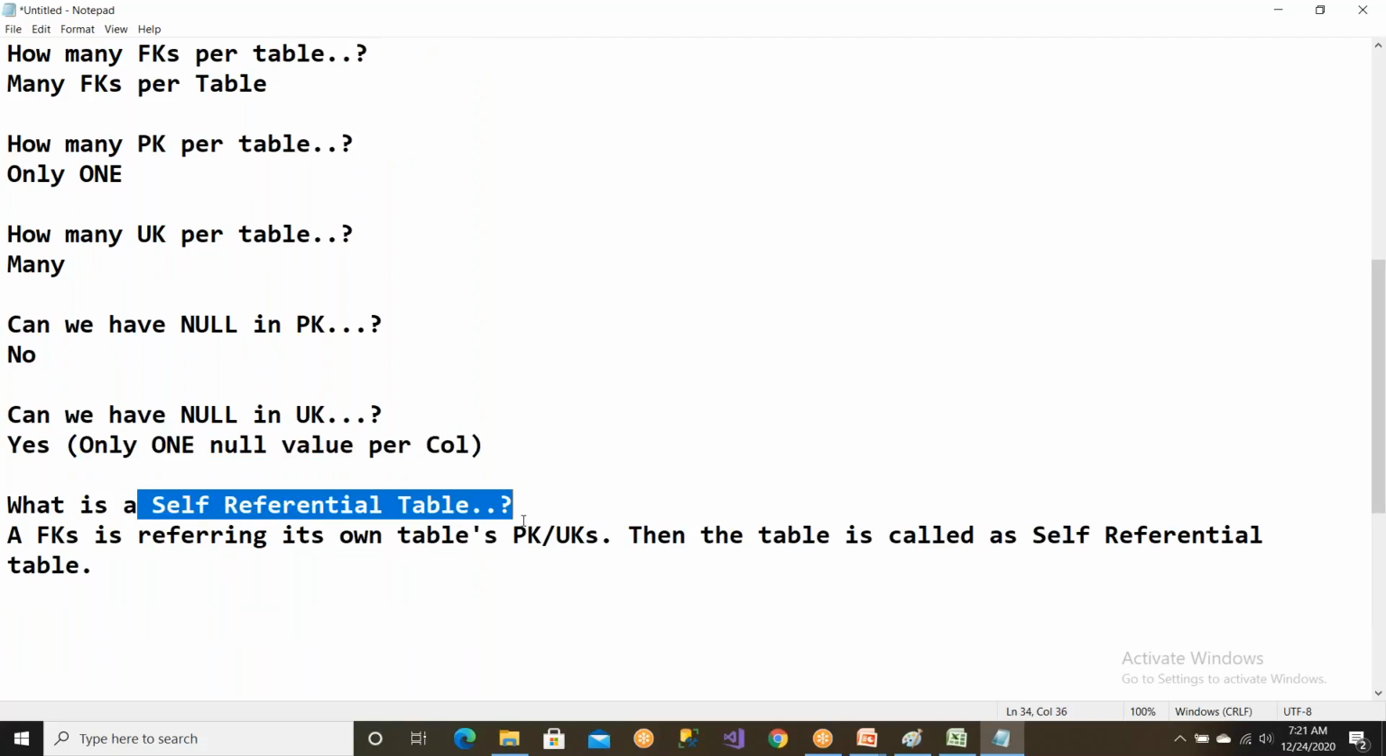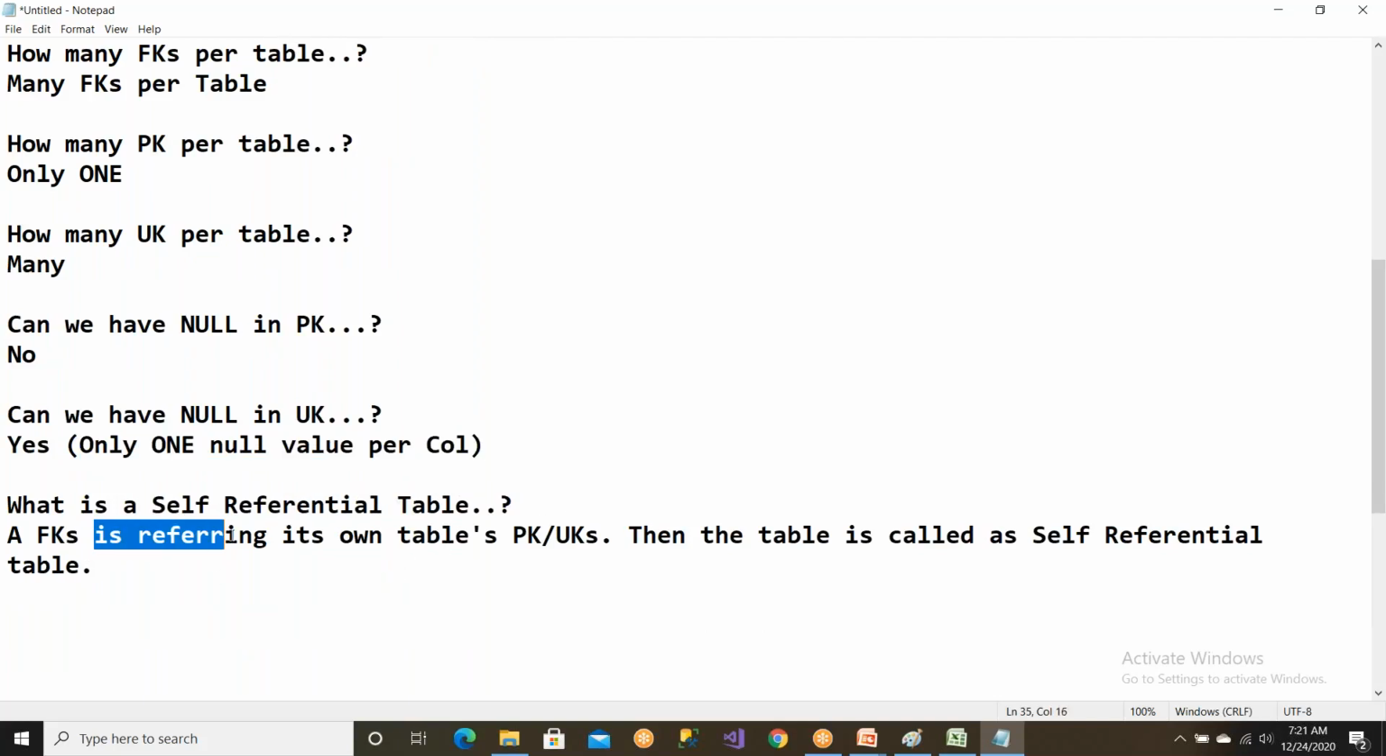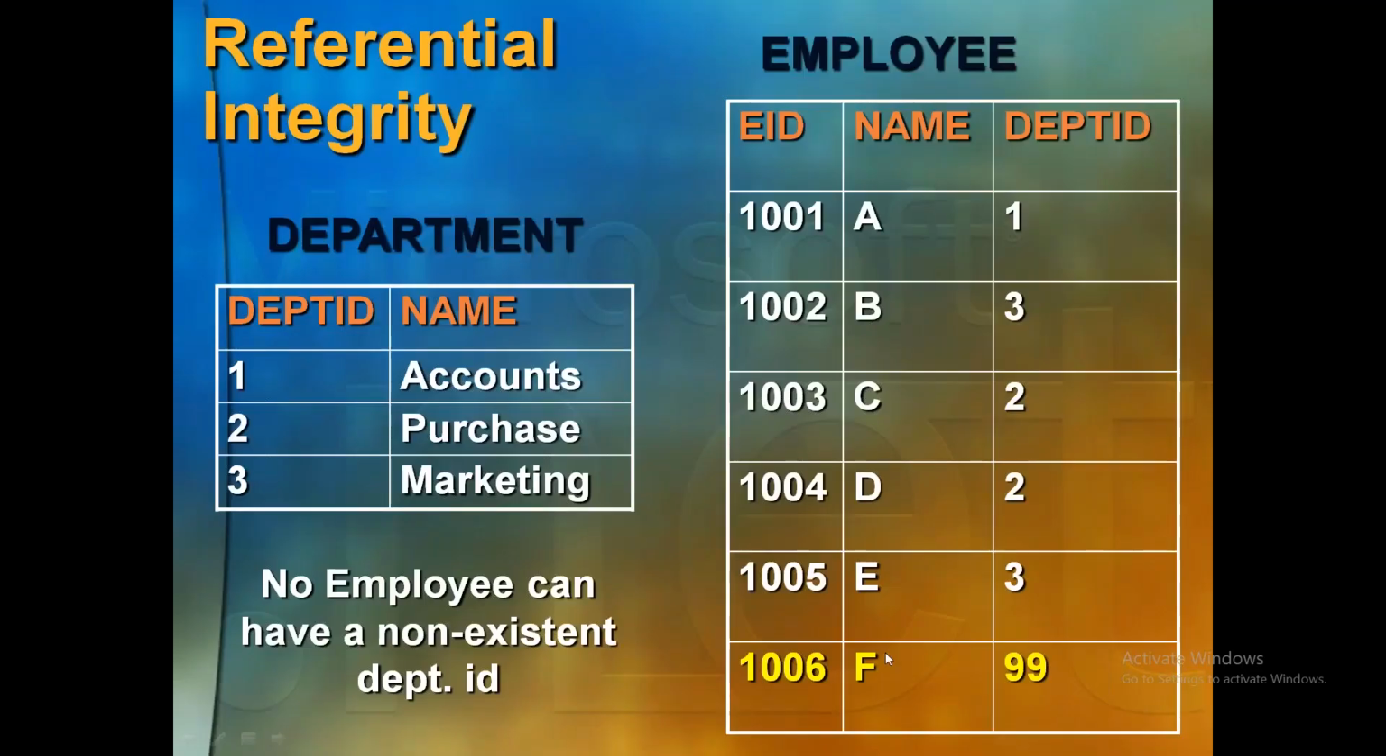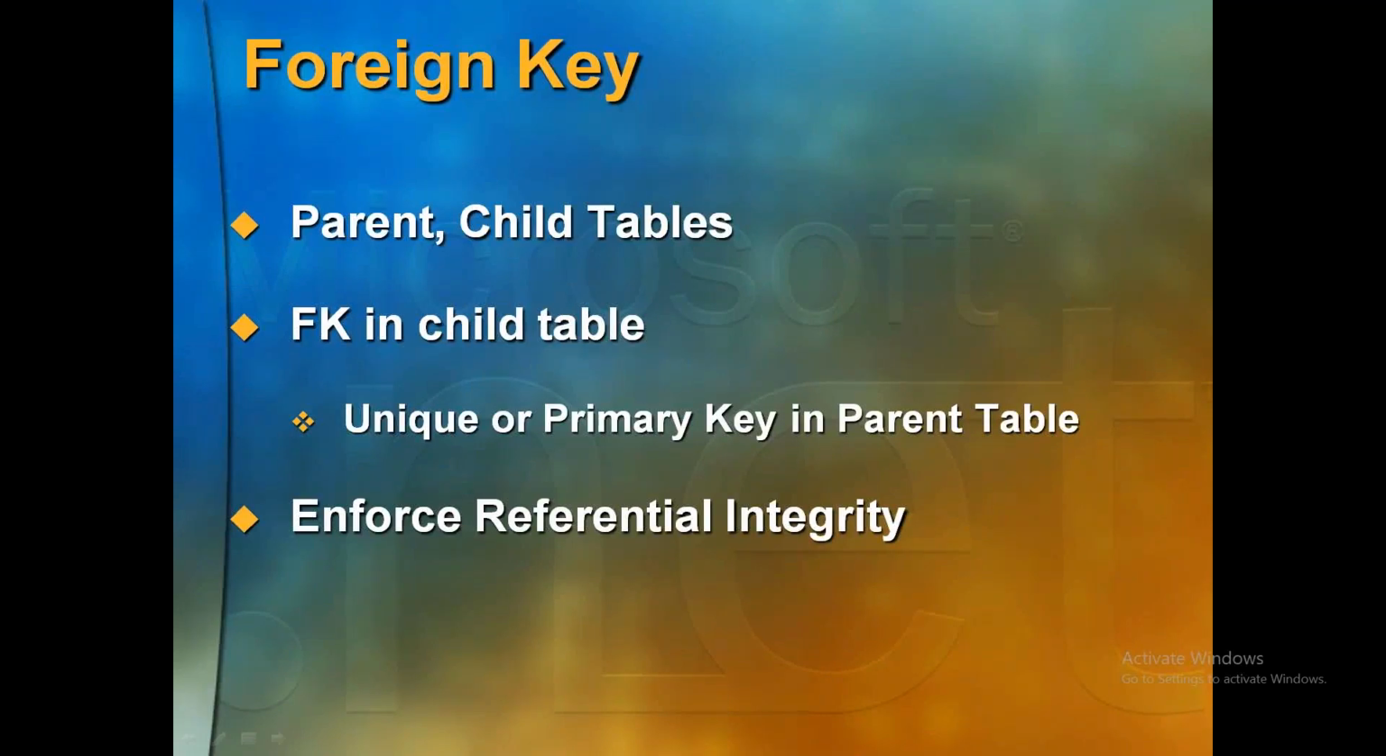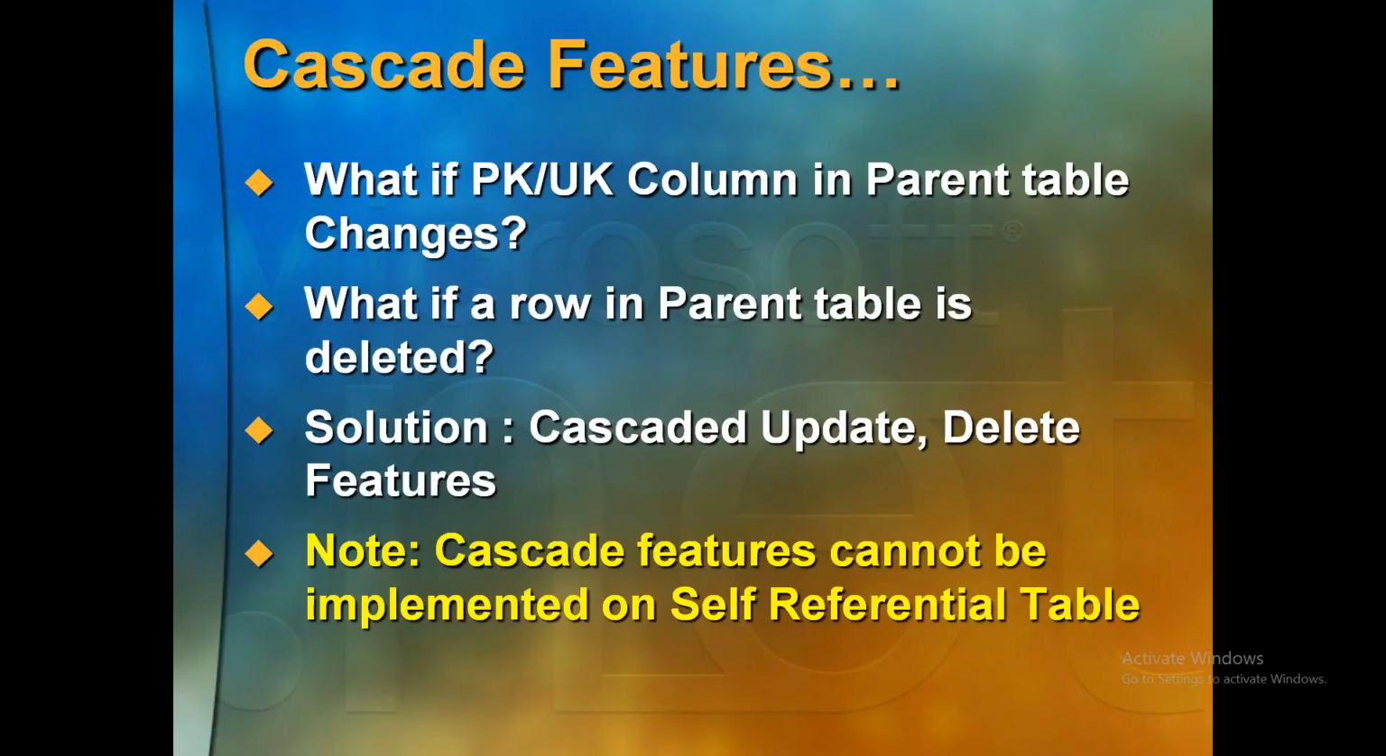What is a self-referential table? A foreign key is referring to its own table's primary key or unique key. Then the table is called a self-referential table. So these are very, very important things. Now I wanted to talk about cascading features. What if a primary key or unique key column in the parent table changes? What if a row in the parent table is deleted? The solution is cascaded update and delete features. Cascading features cannot be implemented on a self-referential table.